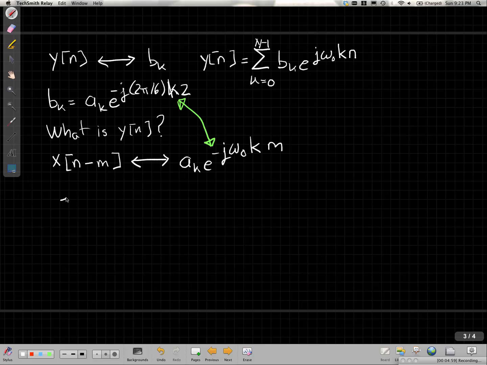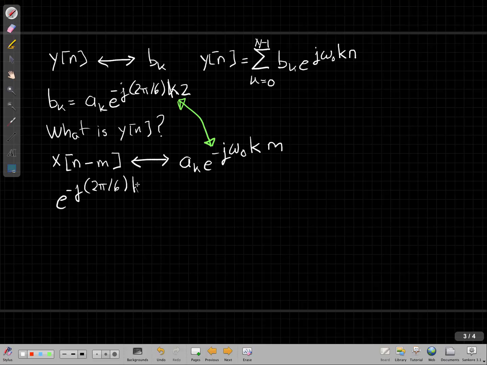So on one side I have e to the minus j 2 pi by 6 times k times 2. And over here, I'm looking to compare e to the minus j omega naught k m. I'm working this out to figure out what m is. I can compare terms pretty easily. I've got a k on both sides, so those cancel out. This is omega naught, right?